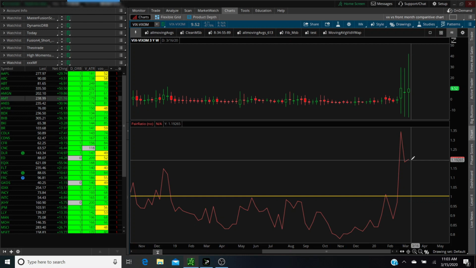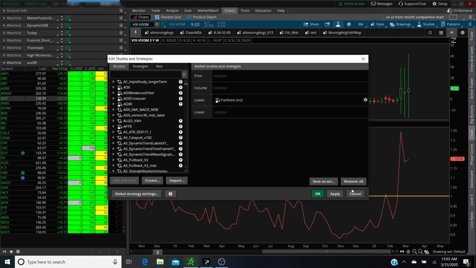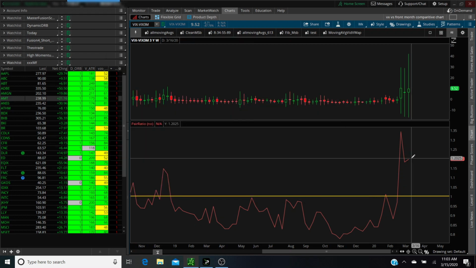And so this is very easy to plot. You do the VIX minus VIX 3M, and then all you have to do is add the study called the pair ratio, and you'll be able to actually plot this and see it for yourself.